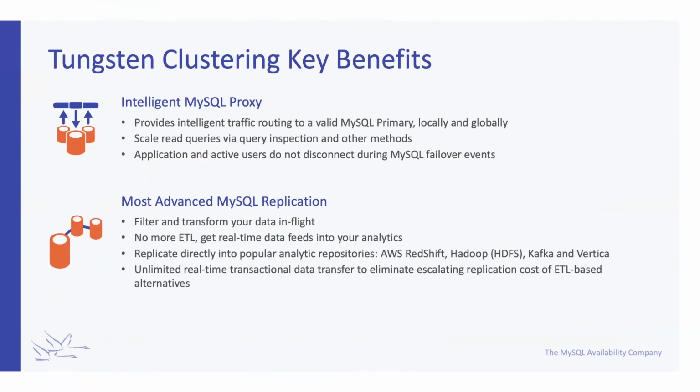Tungsten clustering includes an intelligent MySQL proxy that we call the Tungsten connector. And it really has a lot of features, but the important feature that we want to point out, at least in this context, is traffic routing. It will route to a local primary. So if we have multiple primaries deployed in different sites, it'll route to the local primary, and it can route read queries to local read replicas. And during any sort of failover event or switch event, applications are not disconnected.